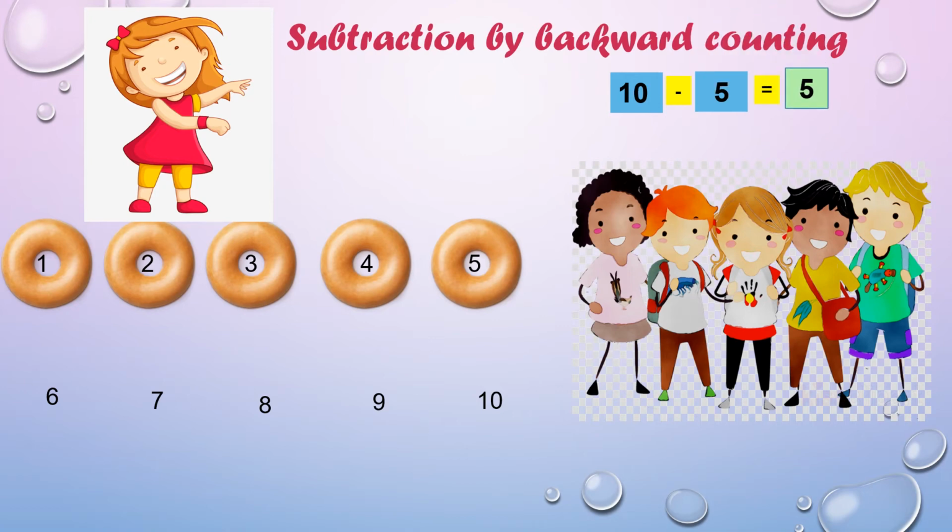So we can say that 10 minus 5 is equal to 5. Or we can say when we take away number 5 from number 10, 5 is the answer or 5 is the difference. So Sarah is left with 5 donuts.